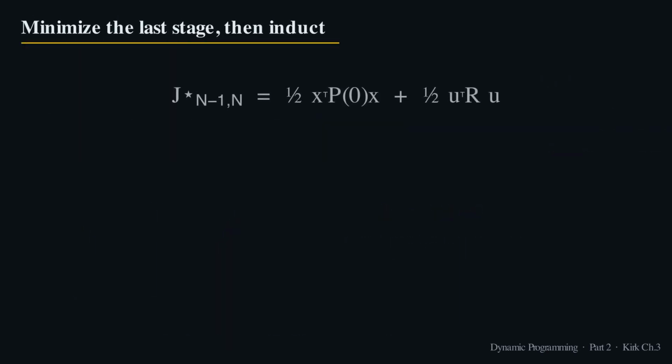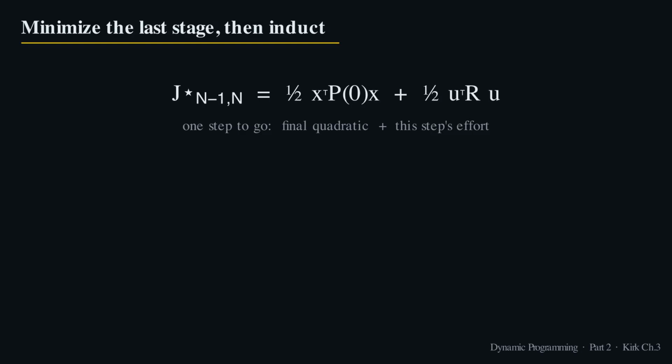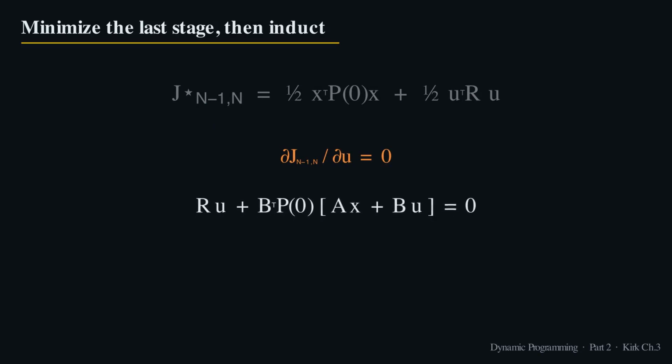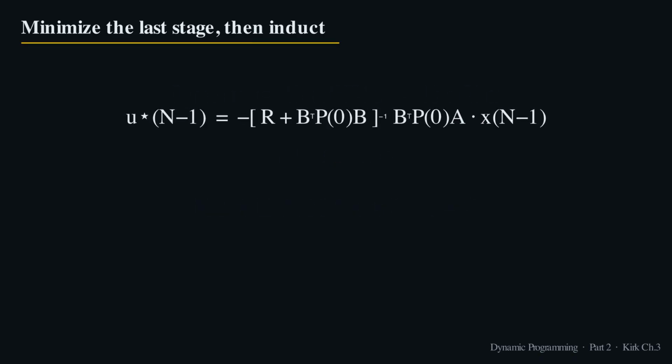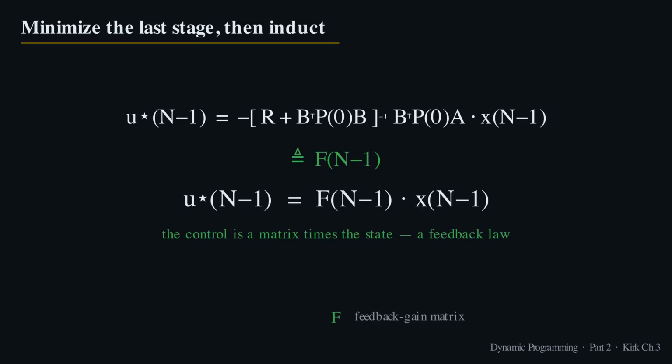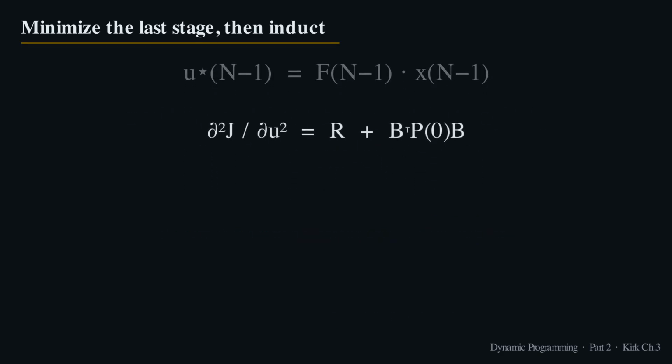Watch the shape survive. We'll solve the last stage and then let induction do the rest. With one step to go, the cost is that final quadratic plus the price of this step's control. We want the control that makes it smallest, so we do the obvious thing. Take the derivative with respect to u and set it to 0. The algebra hands back a single clean line. The best control is minus the quantity R plus B transpose PB inverted times B transpose PA, all multiplied by the state. Call that matrix F. The optimal control is just F times x.